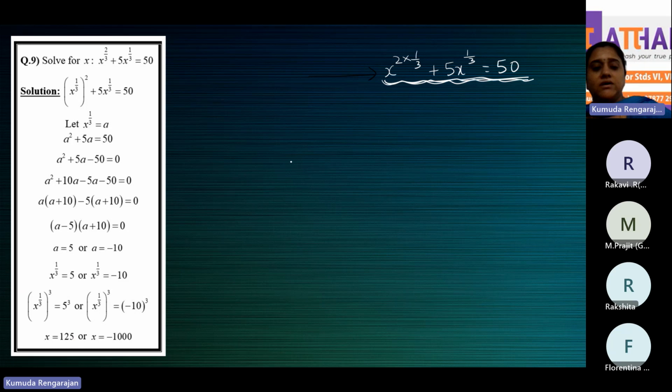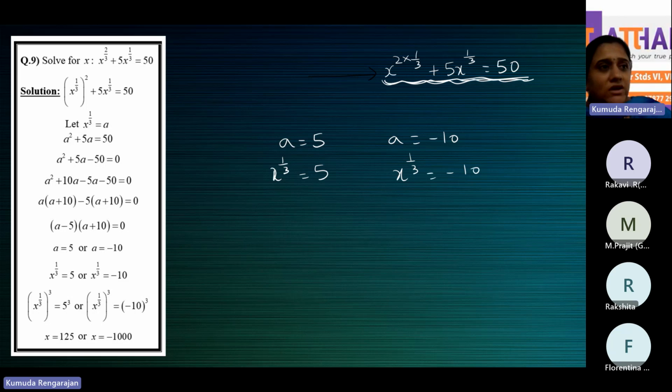And this part, once you get a is equal to 5, a is equal to minus 10, what do we do? What is a? a is x to the power 1 by 3, which is equal to 5. And a is x to the power 1 by 3, which is equal to minus 10. So we have to find the values of x. We have the power 1 by 3, and we don't want this. So how will you remove it? By multiplying by 3. When you have the power 1 by 3 and multiply by 3, you can cancel it out and get rid of the power 1 by 3.